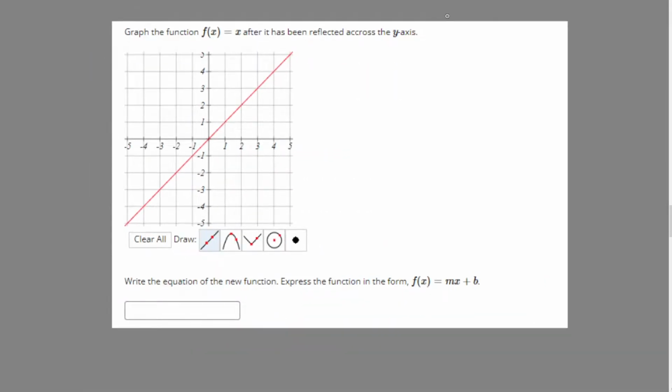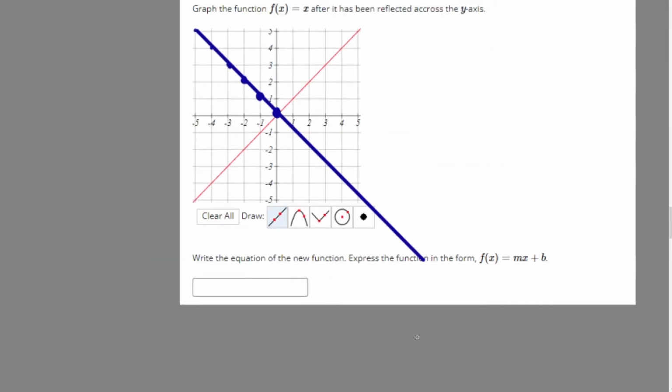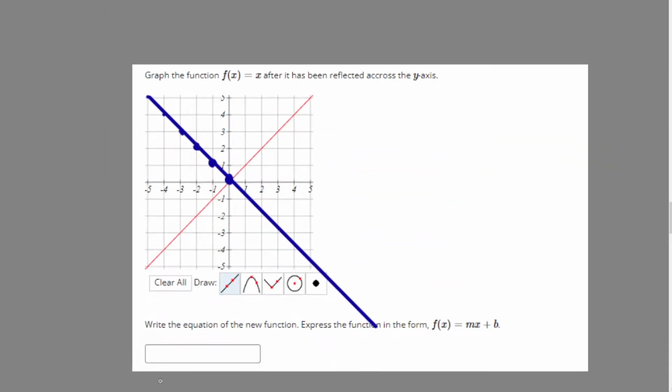Graph the function f of x equals x after it has been reflected across the y-axis. Basically, we're saying, okay, we see this y-axis, we're going to flip. So we're going to say this way instead. And then the equation of the new function, our y-axis is still 0, so we'll have f of x equals negative x, since we're reflecting.